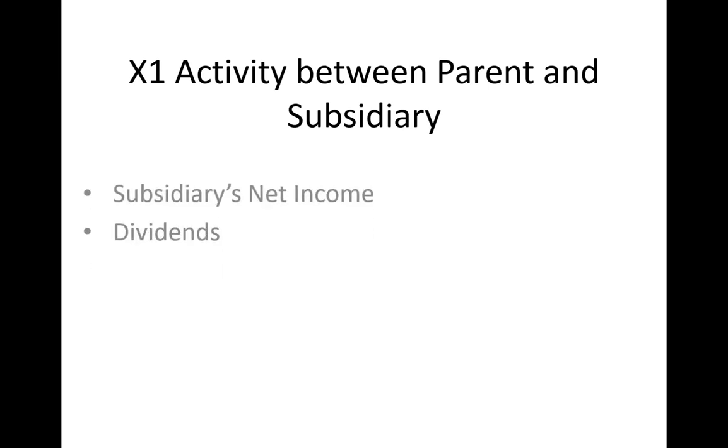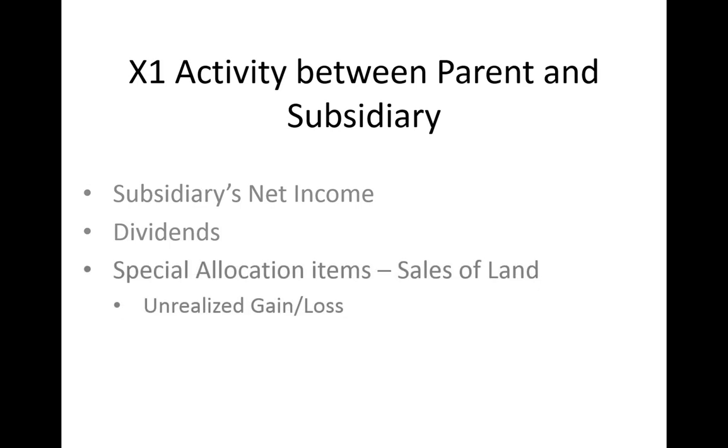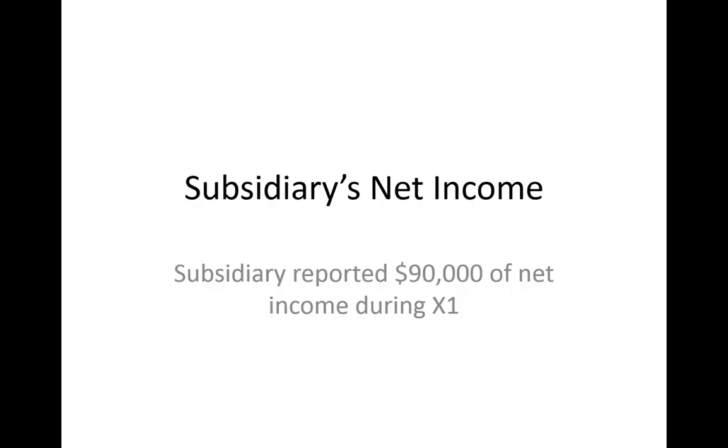Then it'll consist of the net income and dividends, as well as the item we're going to focus on, which is the special allocation, any sale of land. Here's the parent's information and the sub's information. And as I said earlier, we're going to focus on the items of interest, which will be the sale of the land between the two parties. So we'll post or look at the various items that go with the equity method of accounting, but we're not going to spend a lot of time on those.